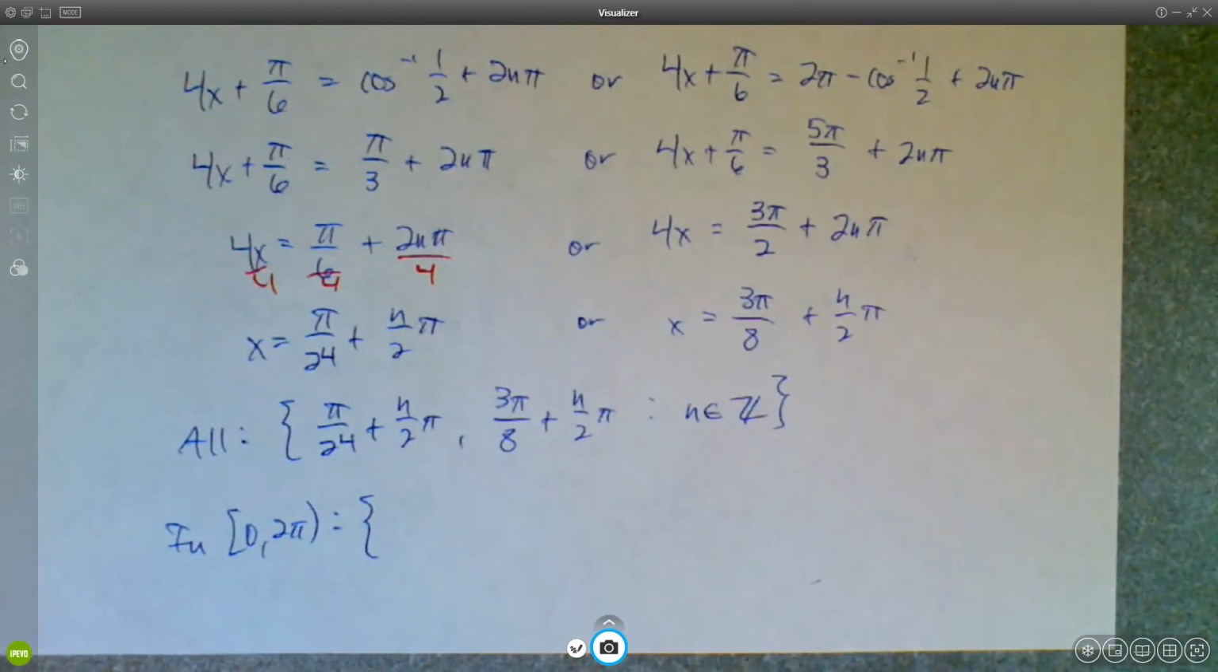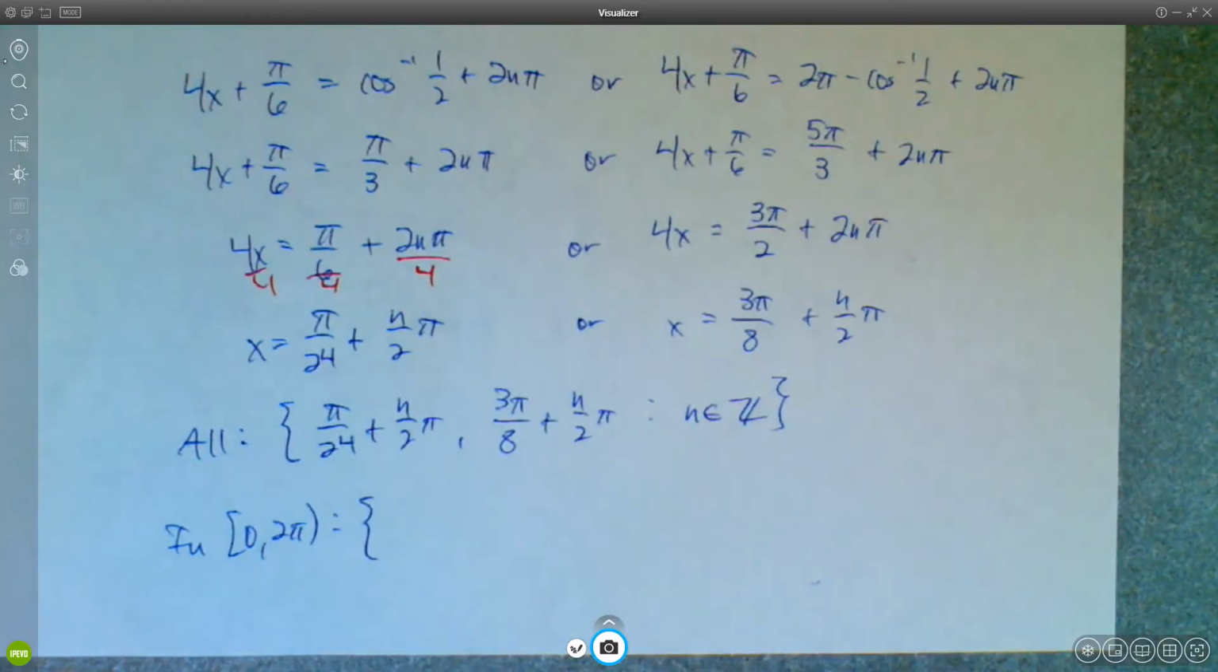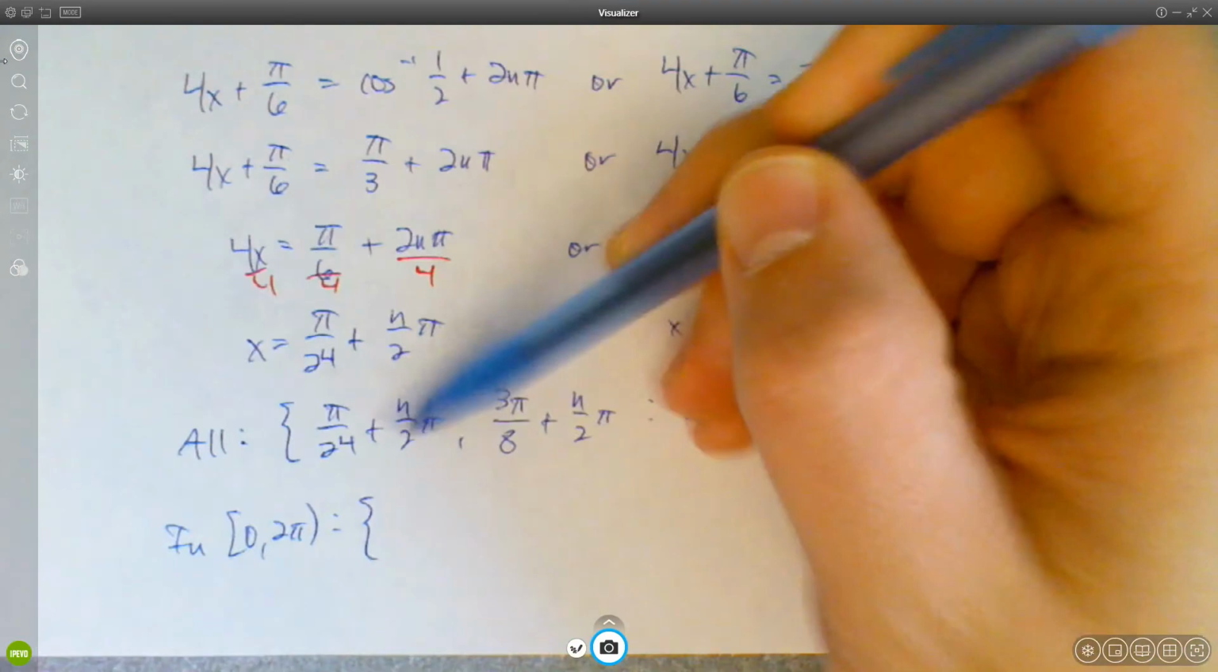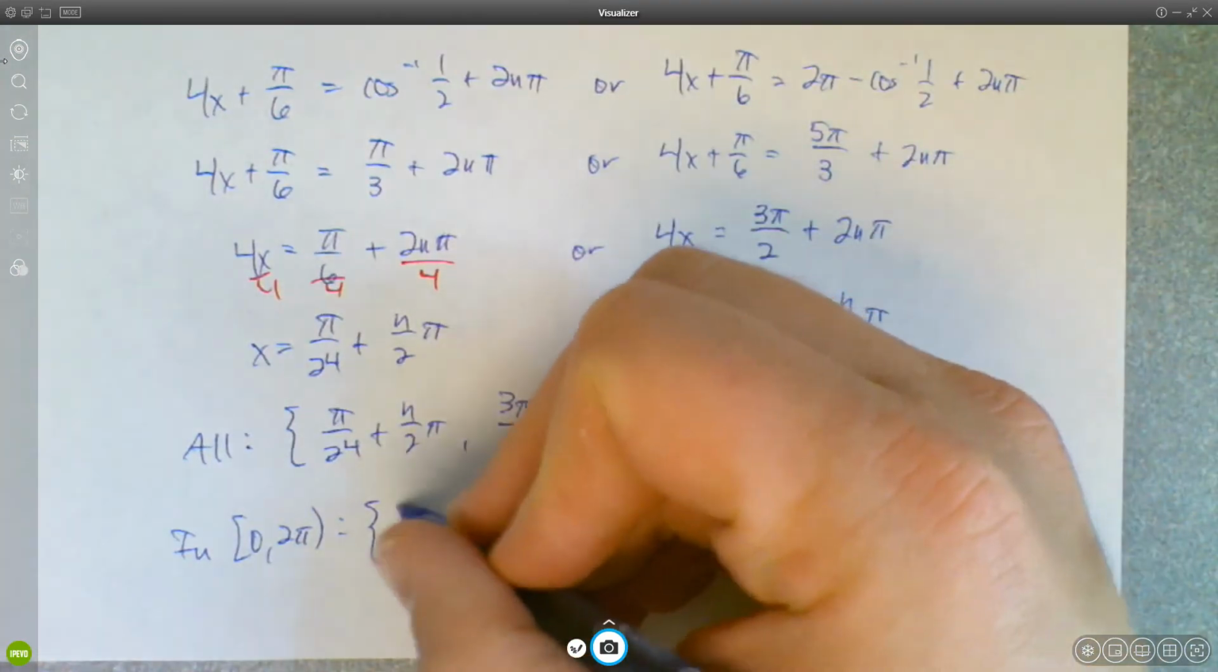Okay? Let's generate them. So I'm going to do pi on my calculator. I'm just going to do pi over 24. If, let's say, I plug in negative 1 for n, then I would have minus pi over 2. And that's negative, negative 11 pi over 24, so it's a negative number. So that doesn't work.